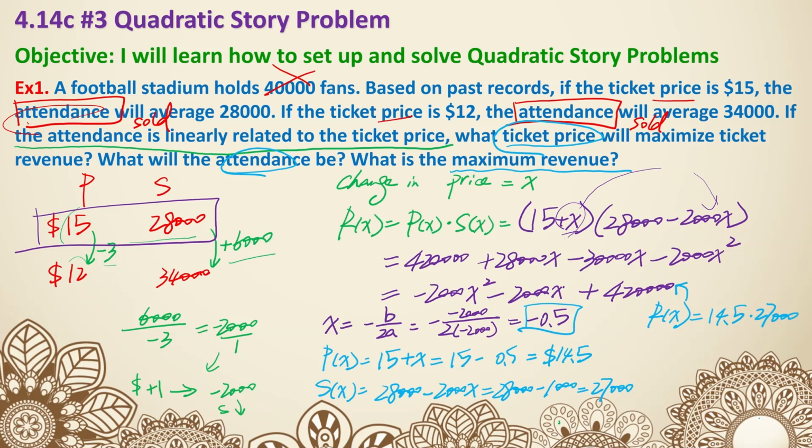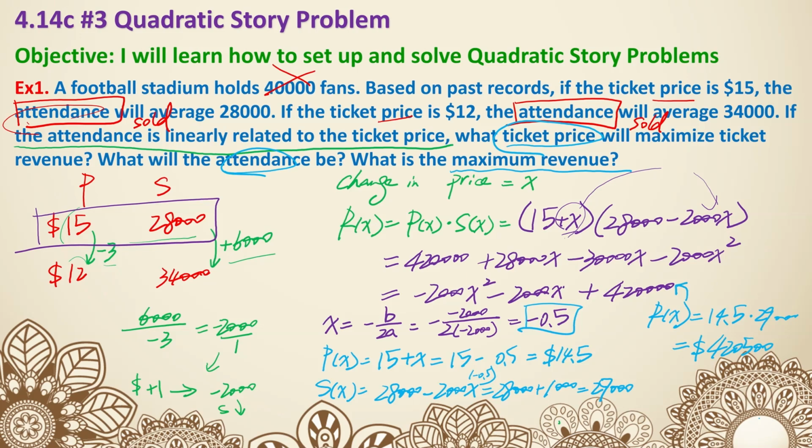Well, I just realized I actually had a mistake, because this x is going to be negative 0.5. So when you multiply, it's actually a plus 1,000, which means it's going to be 29,000 right here. So if you multiply these numbers, my maximized revenue is going to be $420,500. There you go. That's example 1.